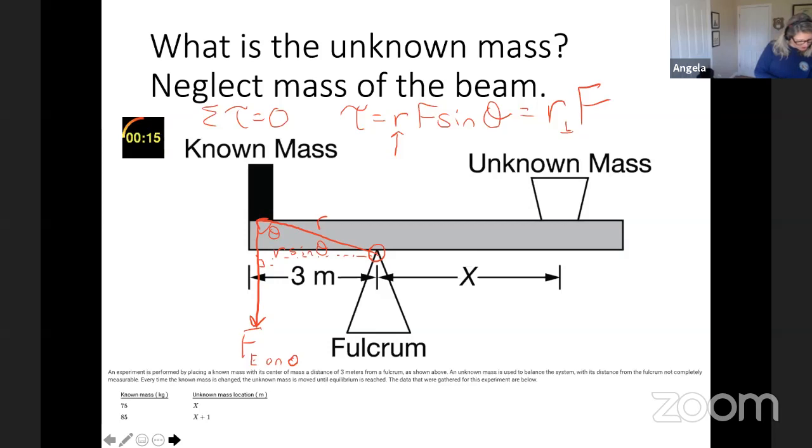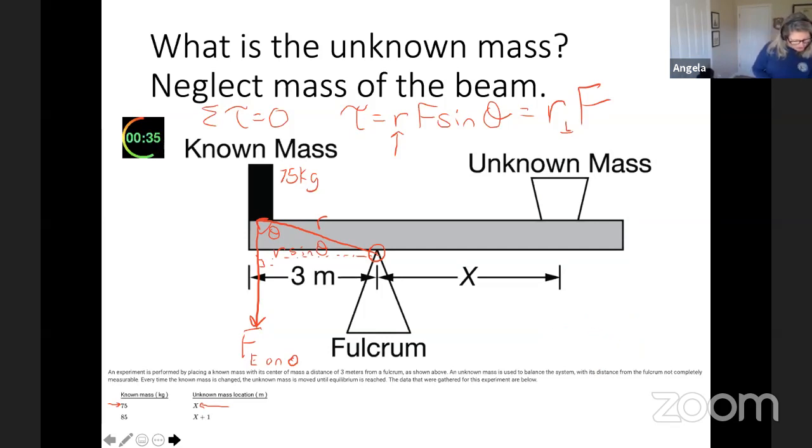So let's do that. We know the sum of torques is 0. In the first case, they have 75 kilograms of known mass, and it's a distance x away. When the torque is equal to 0, that means the clockwise torques have to equal the counterclockwise torques. Just like in math, where a counterclockwise angle is positive, same in physics. Counterclockwise is positive and clockwise is negative, so it's consistent with what you do in math class.